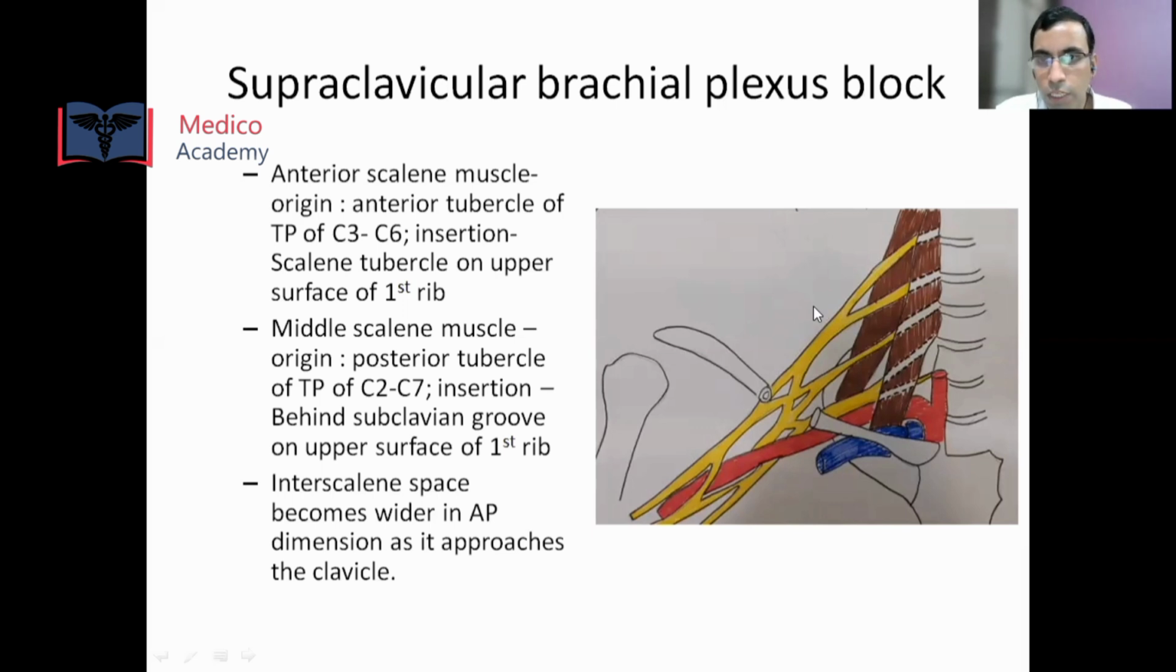So first of all, let us discuss the origin and insertion of the scalene muscles. The anterior scalene muscle originates from the anterior tubercle of transverse process of C3 to C6 and gets inserted on the scalene tubercle on the upper surface of first rib. While the middle scalene muscle originates from the posterior tubercle of transverse process of C2 to C7 vertebra and gets inserted behind the subclavian groove on the upper surface of first rib. The interscalene space becomes wider in AP dimension as it approaches the clavicle.